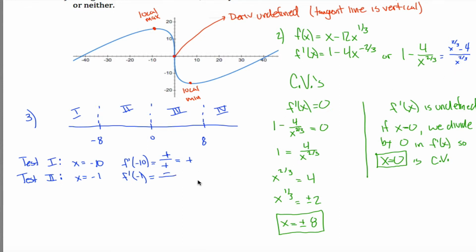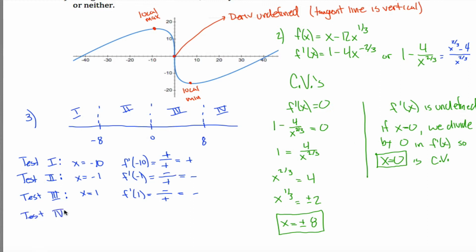But negative 1 to the 2/3 power is a positive number, so I get a negative divided by a positive, I get a negative. Test 3. Need any number between 0 and 8. I'm going to choose positive 1. To figure out f prime of 1, I go through that same analysis, and I get a negative number in the top and a positive number on the bottom. So I get a negative overall.